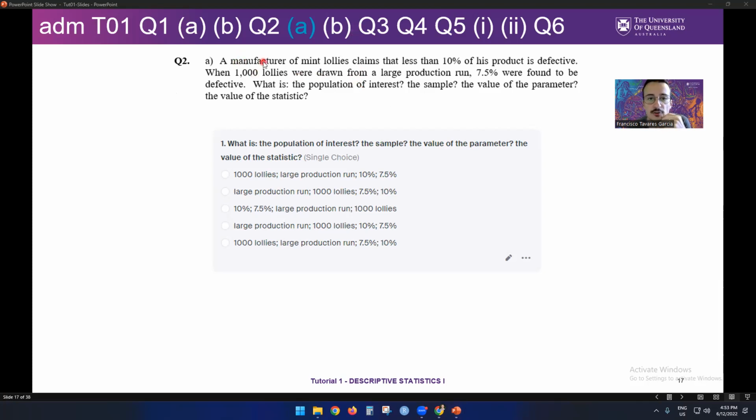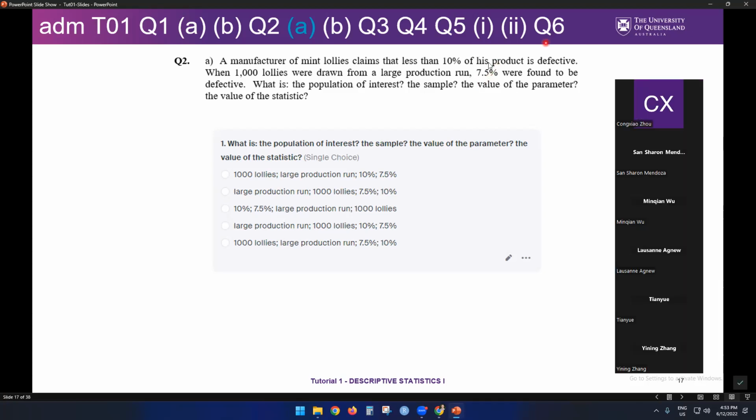Look, a manufacturer of mint lollies claims that less than 10% of his products is defective. So less than 10%, right?